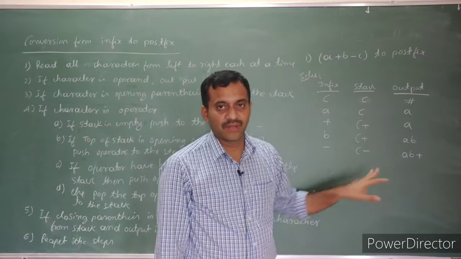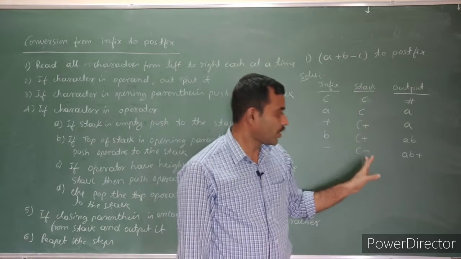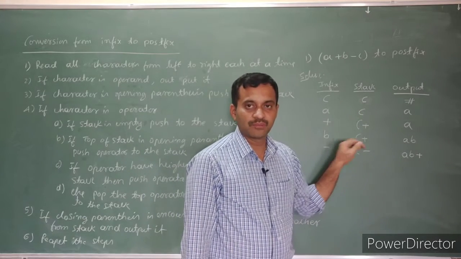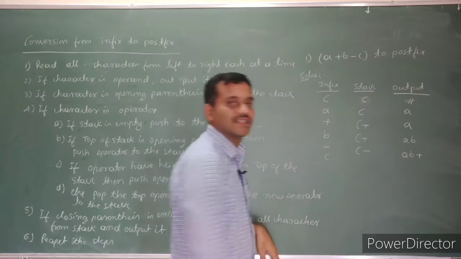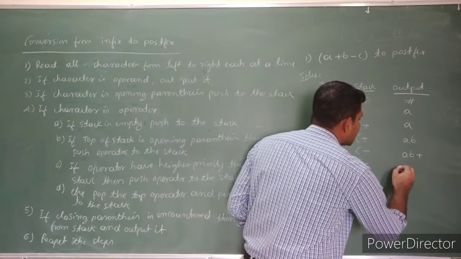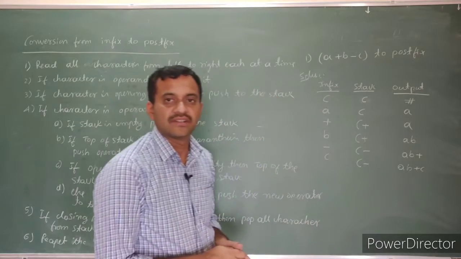But here plus and minus have the same priority. If it has the same priority, the existing operator is popped from the stack and the new operator is pushed to the stack. Read the next character, that is C. It is an operand, so the output side has A, B plus C.